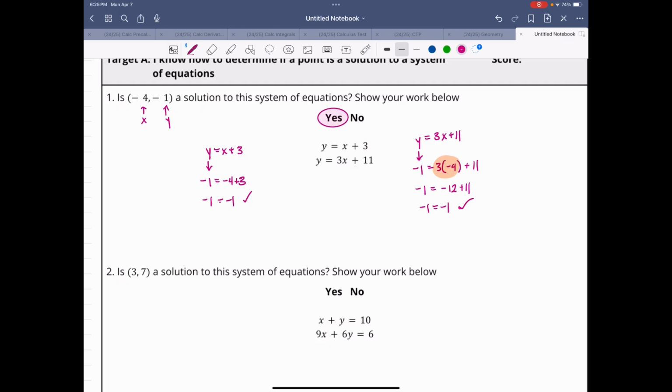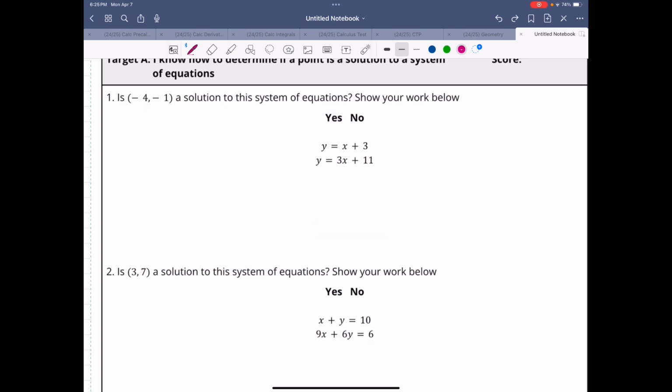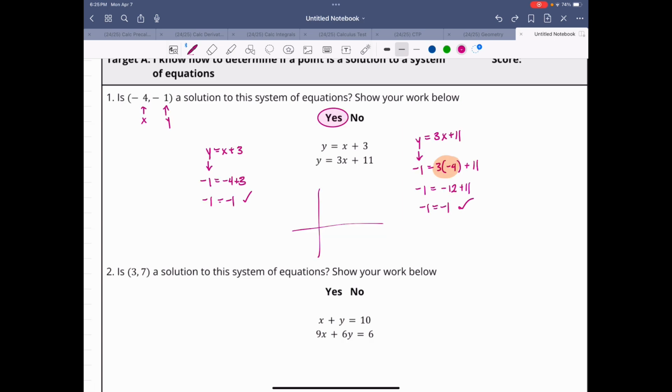We're not given the graph, but if we were to use Desmos to graph both of these equations, we would realize that they both intersect at this point. I guess it's in the wrong quadrant. It would technically be in this quadrant. Looks something like this, right? Where they would intersect at -4 and -1. So we don't need to be given the graph. We can just do this algebraically.